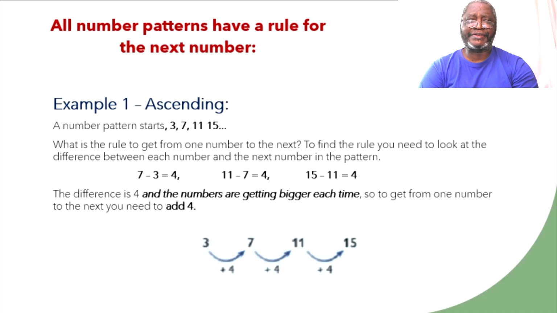So what will be the next number in that series? Yes, you're right. You add 4 to 15, which will give us 19. At the bottom you see some diagrams which will help you. The difference is 4 and the numbers are getting bigger each time. So to get from one number to the next, you add 4. Okay?